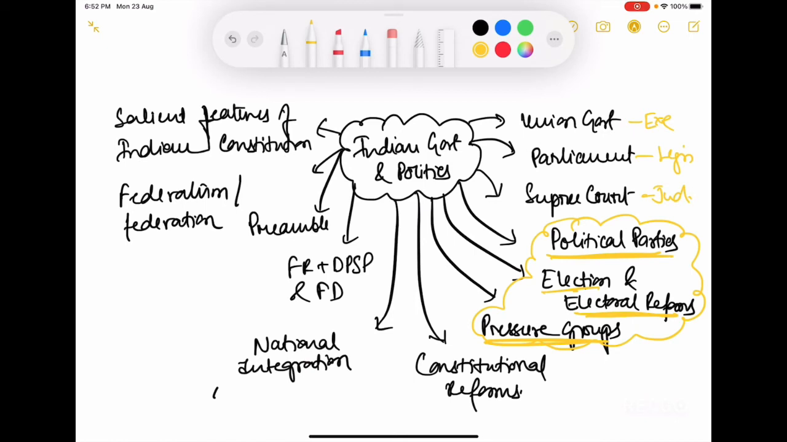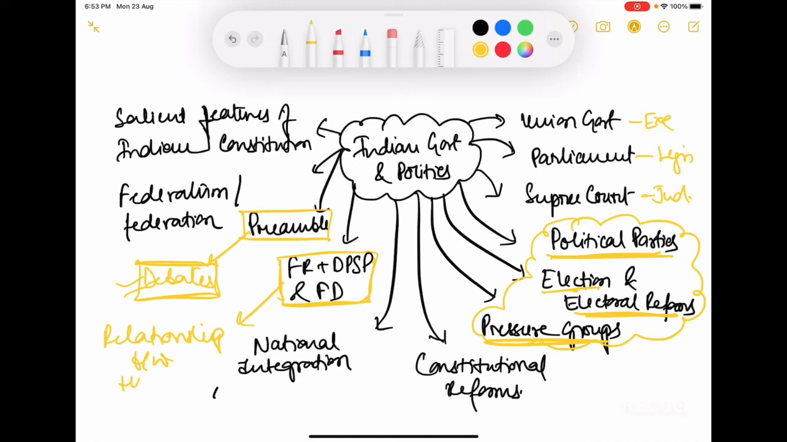In preamble, not only the words but also the debates that we had in the Constituent Assembly with respect to the very existence of preamble. Fundamental rights, DPSP and FD, we can read them individually, but there is no point reading them without understanding the relationship between them. Salient features is the most important chapter, because if you understand this part, you can understand each and every part of the Constitution.